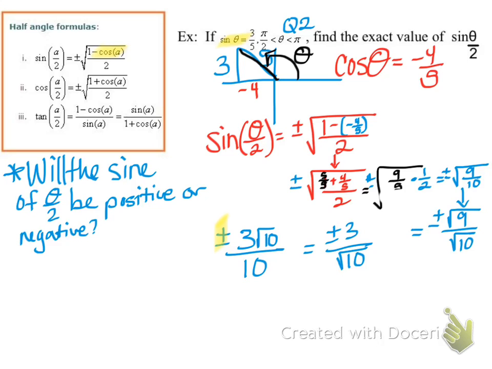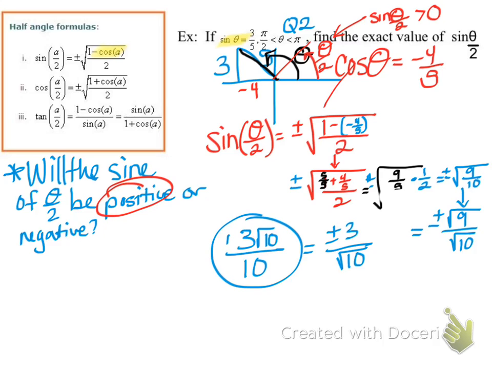If we cut that in half, where will it be? It's going to be in quadrant 1, because cutting it in half will leave me in quadrant 1. And in quadrant 1, sine is positive. So sine of theta over 2 will be bigger than 0, and I'm going to have a positive answer. So my correct answer is positive 3 square roots of 10 over 10.